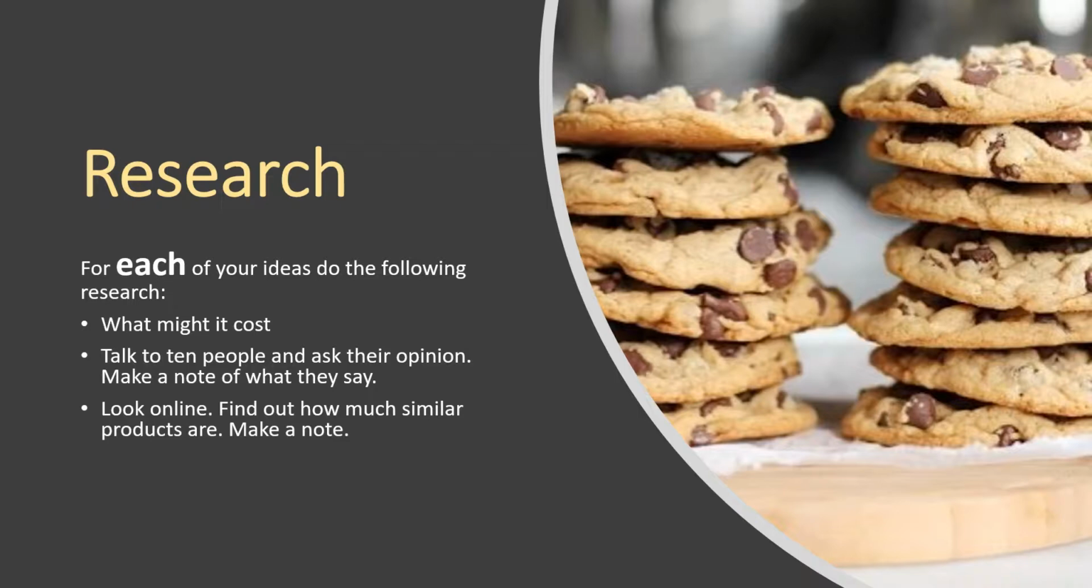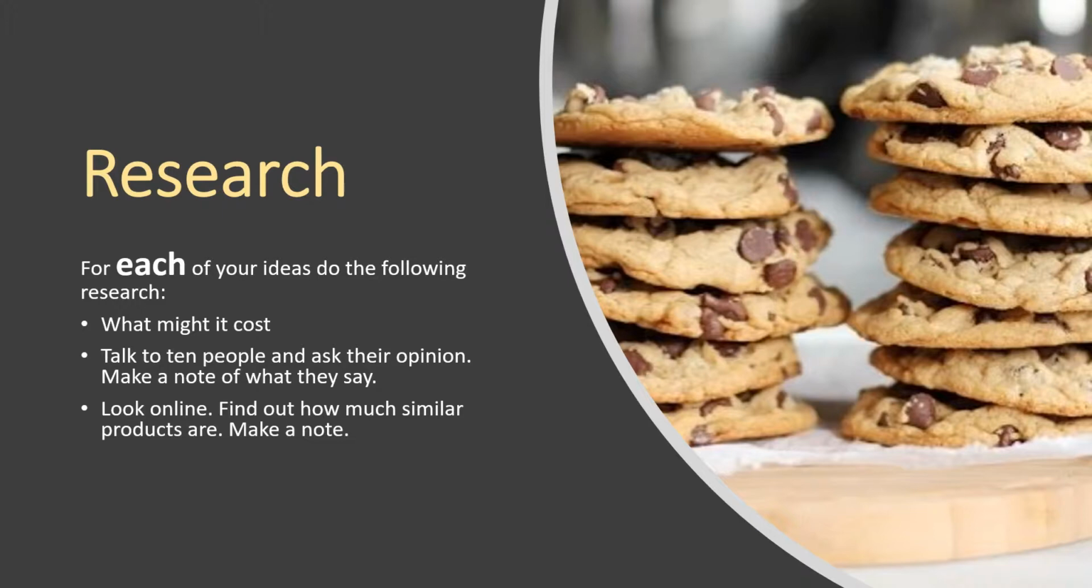The next thing to do is for each idea some research. Okay, so you have to find out the following. What might it cost you? So if you were making cookies, how much they would cost to make each one, how much you might sell them for, what people might pay for them, what kind of flavors people would like. So to find that out, you'd talk to about 10 people and you'd ask their opinion. And you'd make a note of what they'd say. So you'd ask them things like, what kind of flavors would you like? How much are you happy to pay for them?